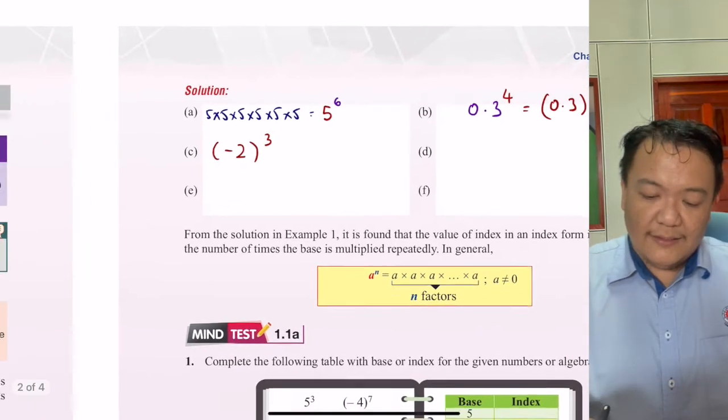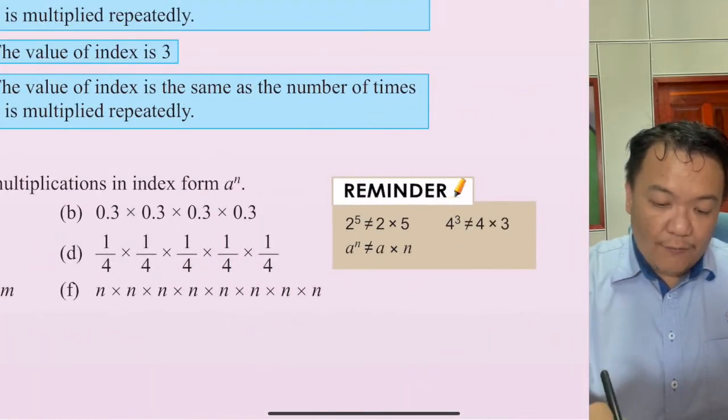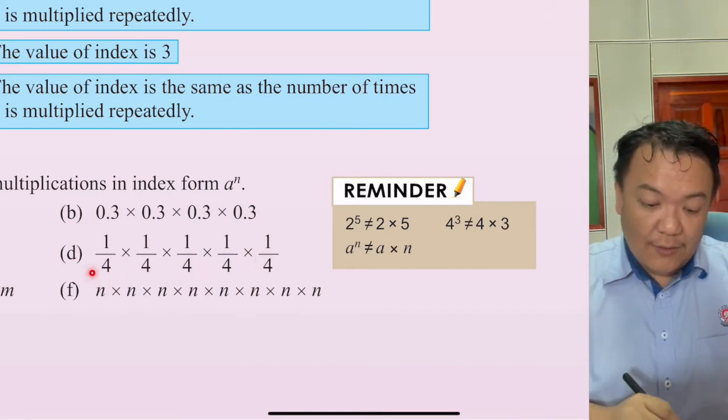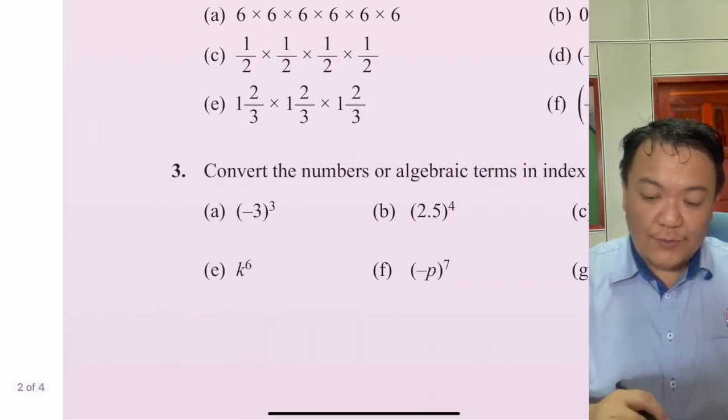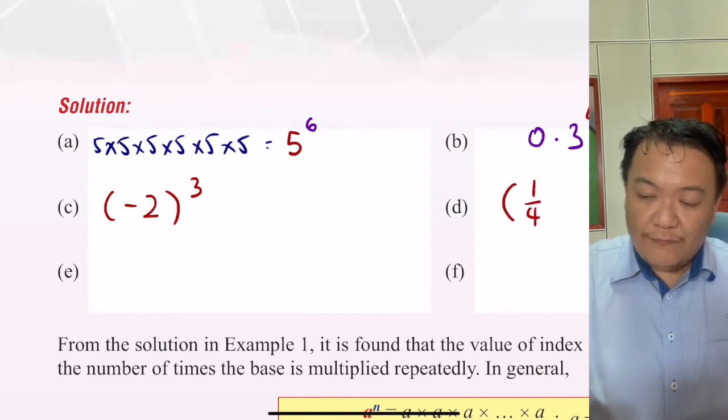Next, D. What about D? We have 1 over 4. There are 1, 2, 3, 4, 5. There are 5 times 1 over 4. So we know that the answer should be, apa jawapan dia? 1 over 4 power of 5.